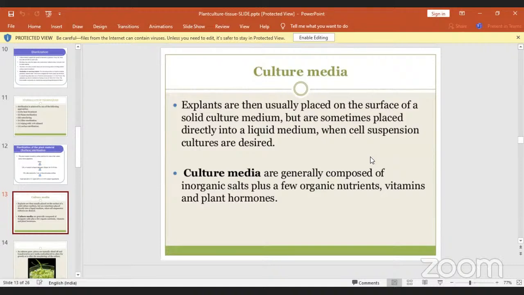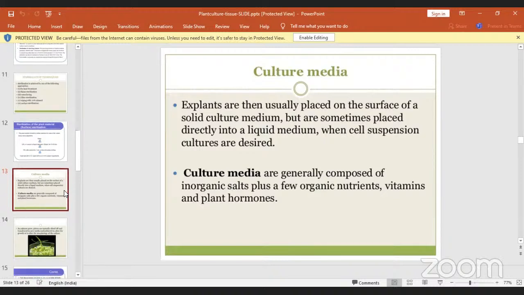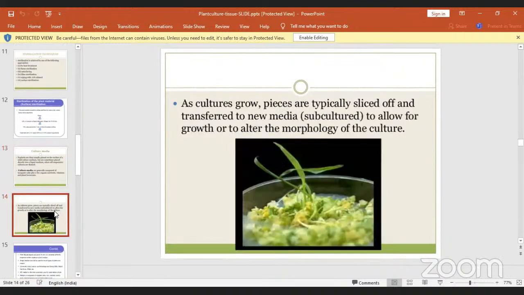If we do not add agar agar, distilled water with macronutrients, vitamins, minerals and amino acids, that is called liquid media. By adding agar agar, that is solid culture medium. Without agar agar, that is a liquid media. The culture media is composed of inorganic salts, organic nutrients, vitamins, and plant hormones. So plant hormones, that is auxins, cytokinins, and a small amount of gibberellins. So that is preparation of culture media.